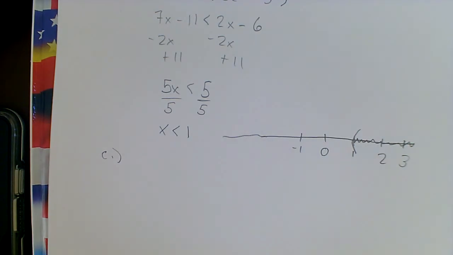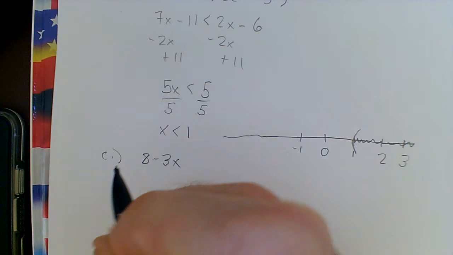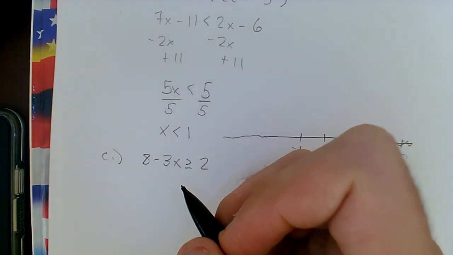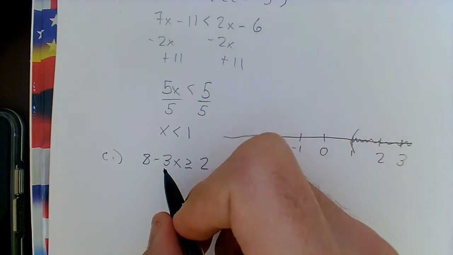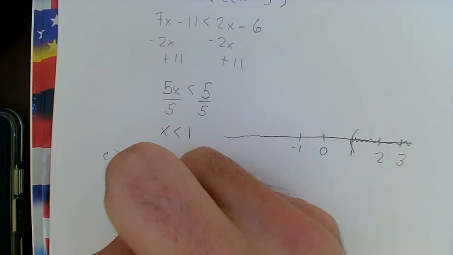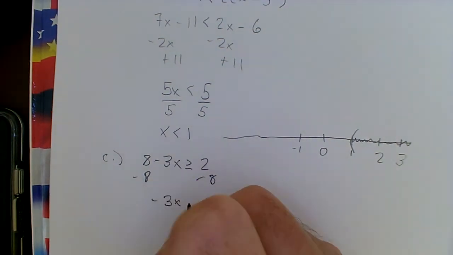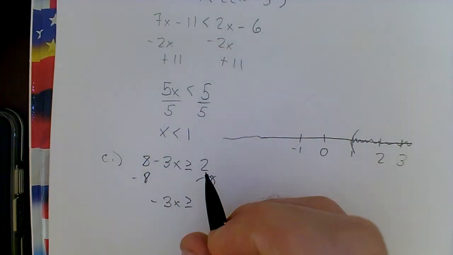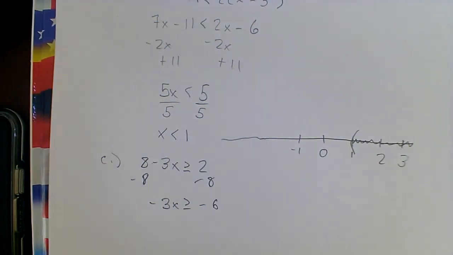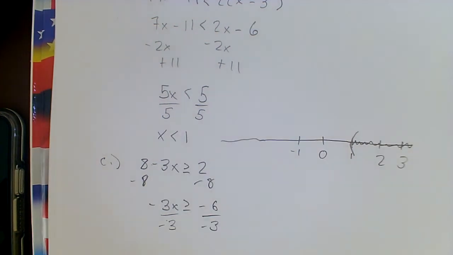Our third example is going to be 8 minus 3x greater than or equal to 2. Okay, so I'm going to keep all the x's on this side and put all the numbers on this side. So subtract 8 from both sides, minus 8, minus 8. Negative 3x is greater than or equal to, so 2 minus 8 is -6. Okay, so here's where we're going to have to flip the inequality, because I wanted to get x by itself, and to do that you have to divide by -3.